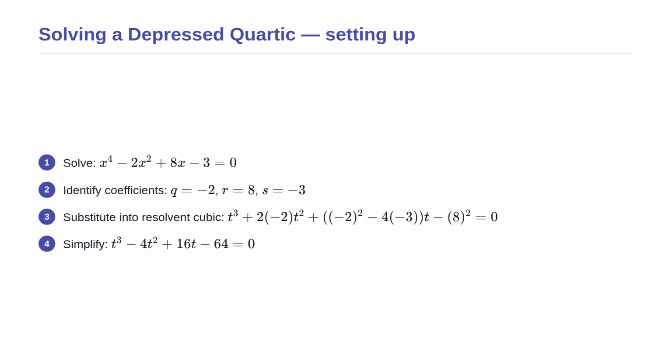Before we look at how the resolvent cubic is derived, let us see it in action. We are asked to find the roots of x to the fourth minus 2x squared plus 8x minus 3 equals 0. Notice there is no x cube term, so it is already depressed. We identify our coefficients. q is negative 2, r is 8, and s is negative 3. We plug these values directly into our resolvent cubic formula. Simplifying the arithmetic carefully gives us a clean third-degree equation in terms of t.